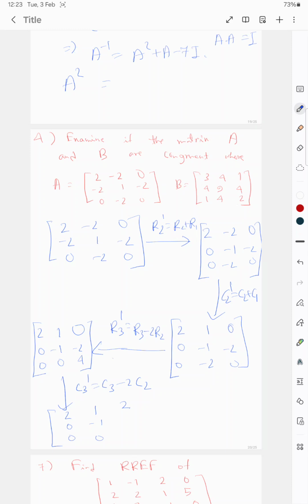Okay, so many mistakes are there. C2 dash is equal to C2 plus C1, so whenever you are doing C2 plus C1, this is also 0. Okay, this is also 0. So you are getting this type of thing. Okay, so in the diagonal what you are getting, 2 minus 1 4.